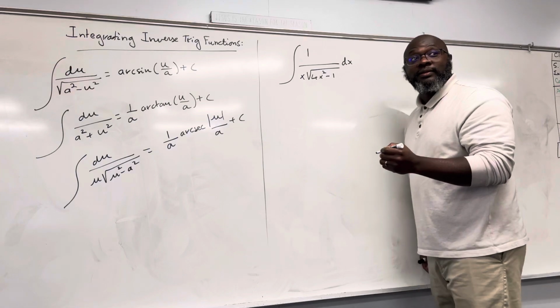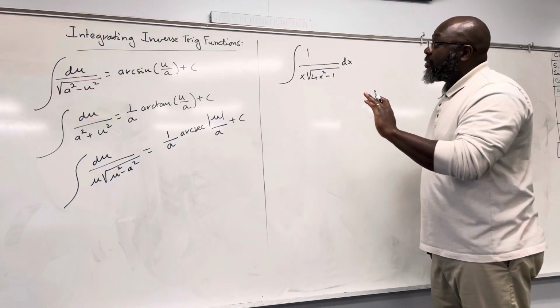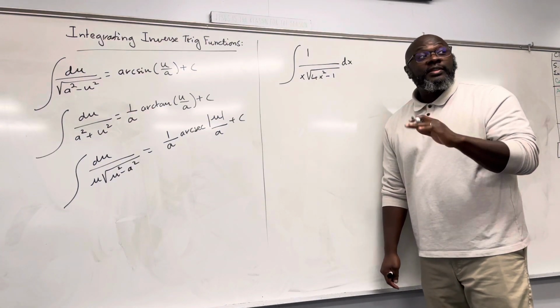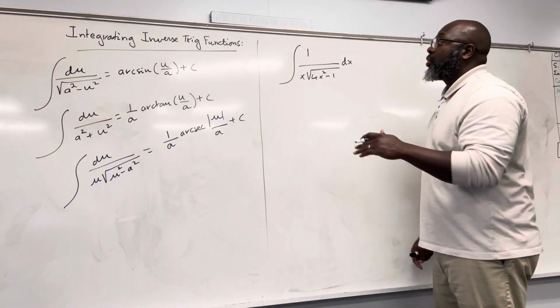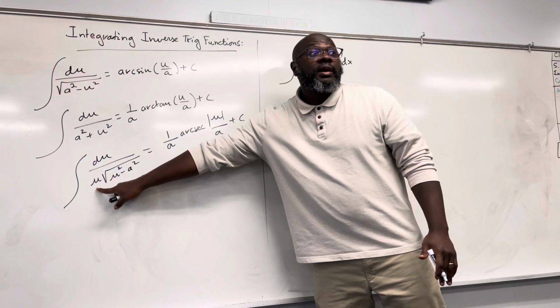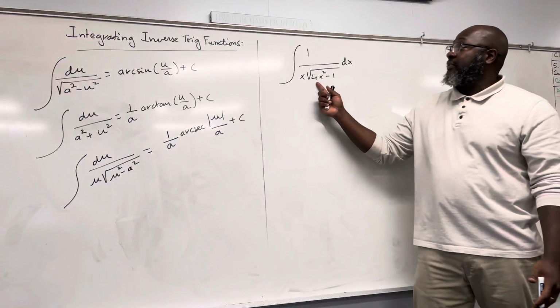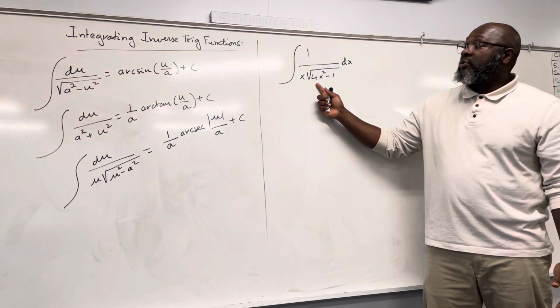That's not right. Oh, u is x, sorry. U is 2x. But the problem is this: if u is just x, what should u squared be? x squared. But here what do we have? 4x squared. So that means there is a problem somewhere.